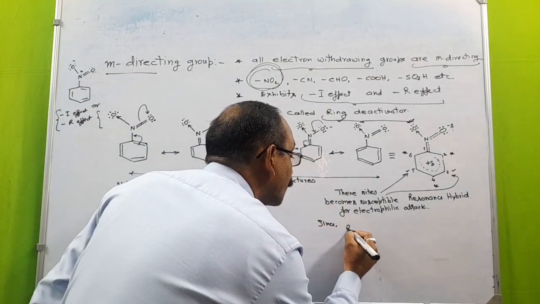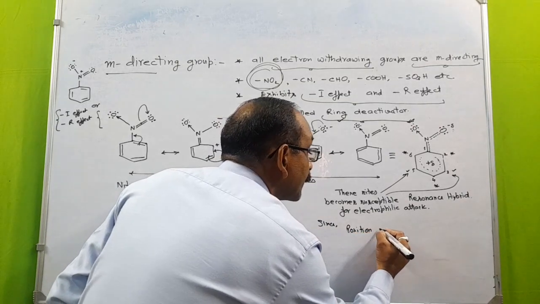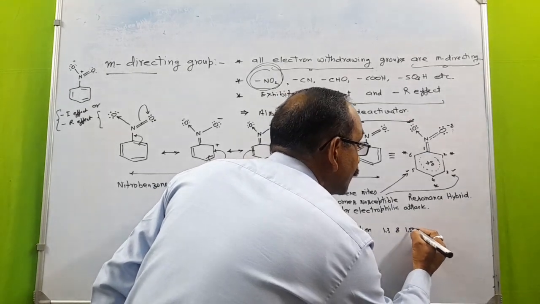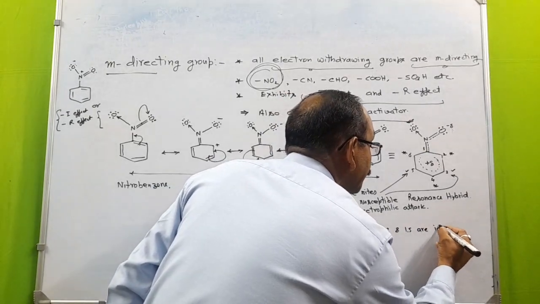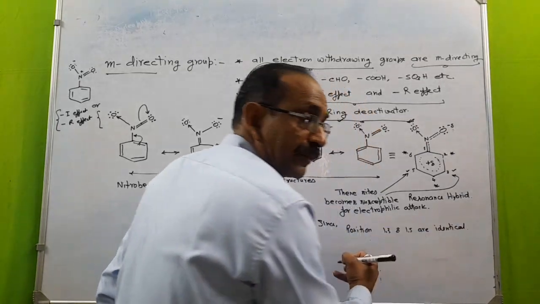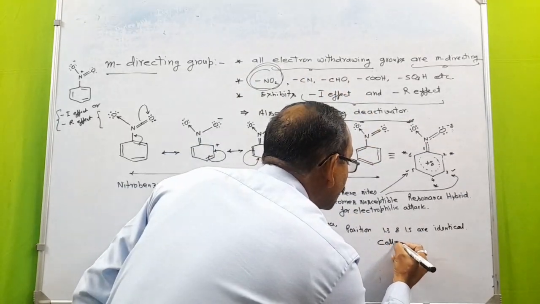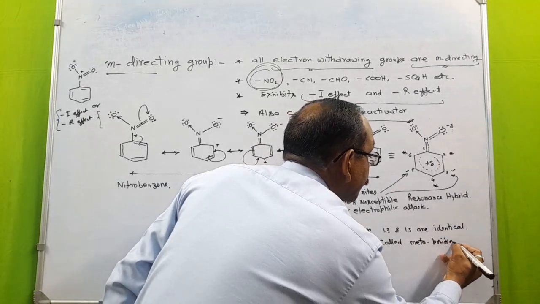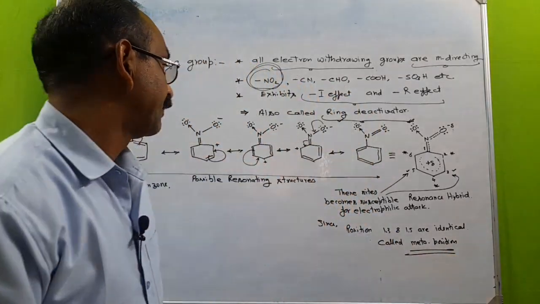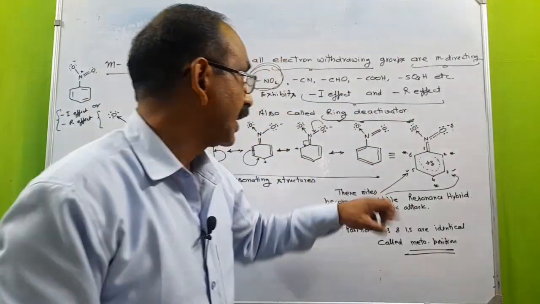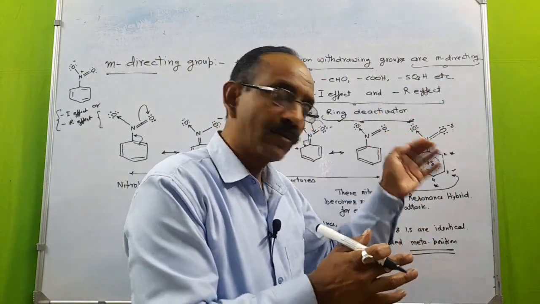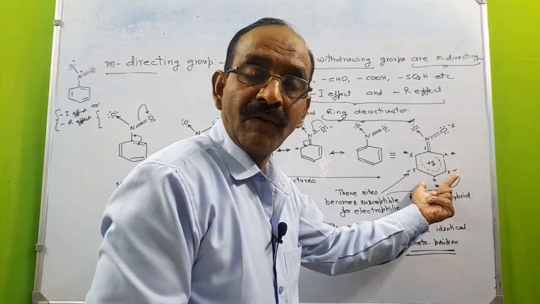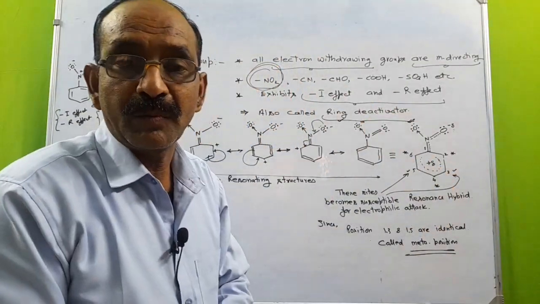And as you know, since the positions 1, 3 and 1, 5 are identical, this one is called meta position. And in this way, the new incoming group, if NO2 group already exists over the ring, will form bond at position 3 and 5, and in this way the NO2 group is meta directing.